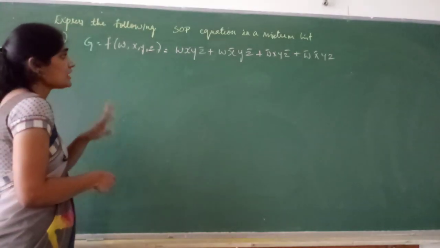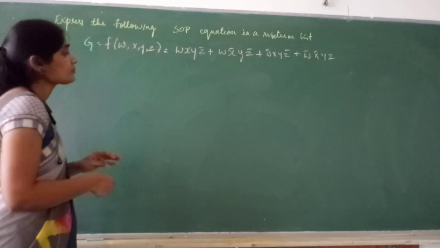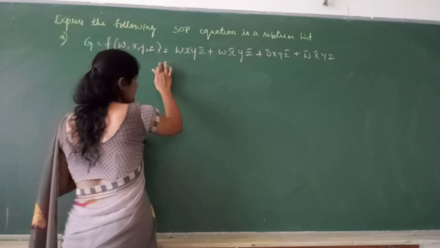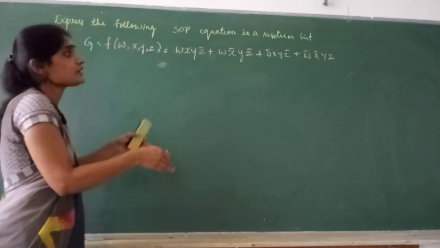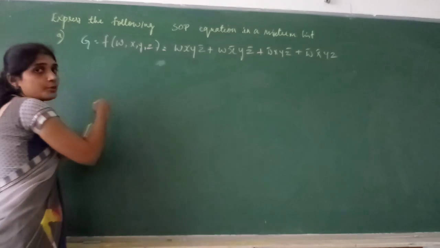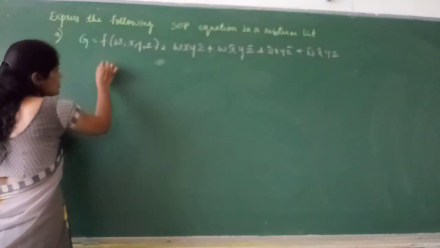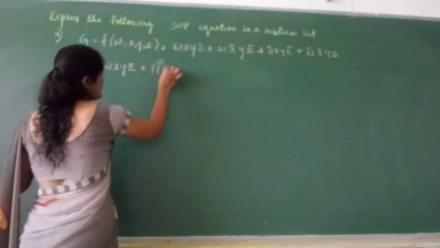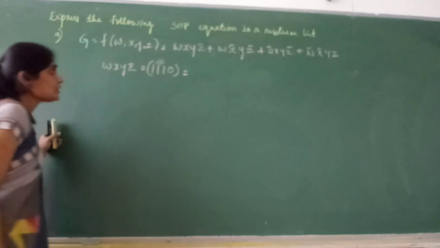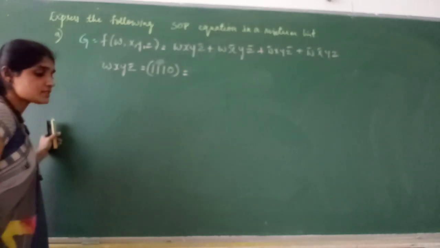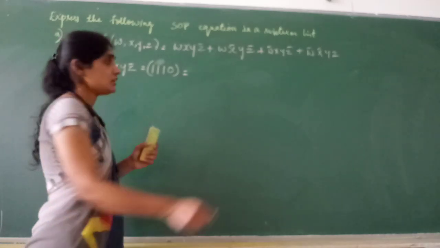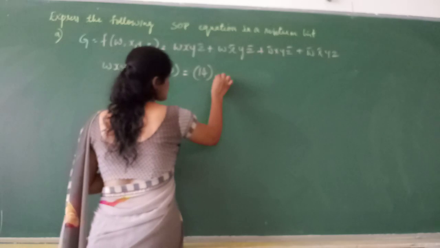So now how do we write the mean terms for this? How many variables we have? We have got 4 variables, w x y z. If you cannot write the decimal equivalent value directly, you can follow the procedure I explained for the first problem. So w x y z bar is equal to 1110, which corresponds to the decimal number 14.